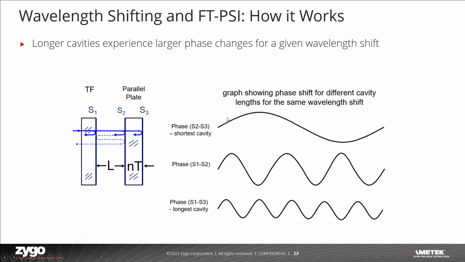That phase modulation gives us a very wide sine wave. For the longer cavities, with S1 to S2 or S1 to S3, so the transmission flat to the front and back surface of the part, the cavity is longer and gives us a tighter sine wave. So then what do we do with this?